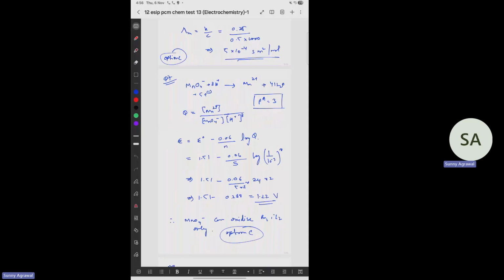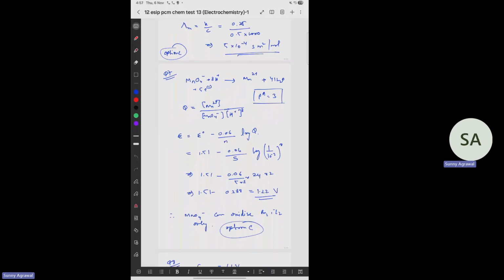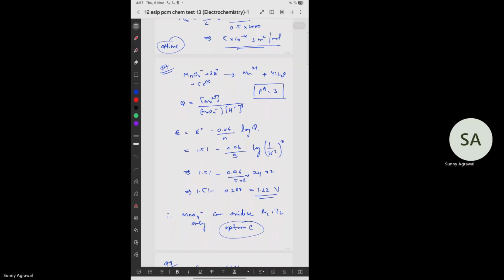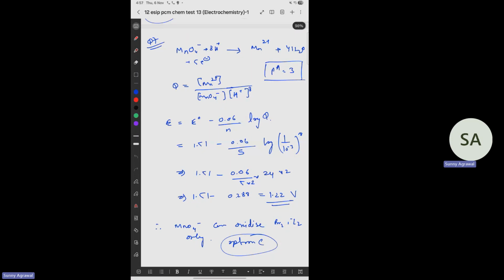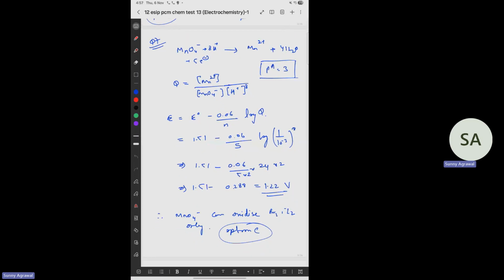So first we will calculate the E cell value, the half cell value, for MnO4 minus. So the half cell reaction is what? Mn plus 7 is getting reduced to Mn plus 2. And as you can see, the reaction is mentioned in front of you. Further, this reaction is happening when pH is 3. So we can say H plus concentration is around 10 to the power minus 3.